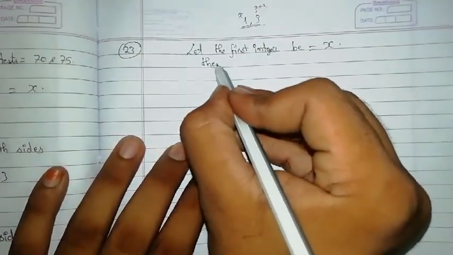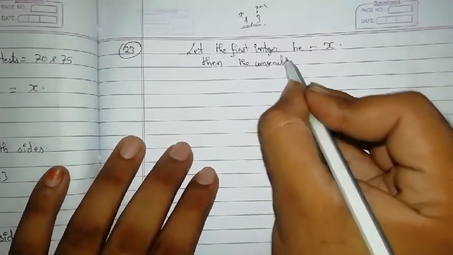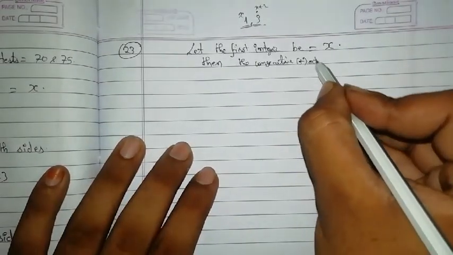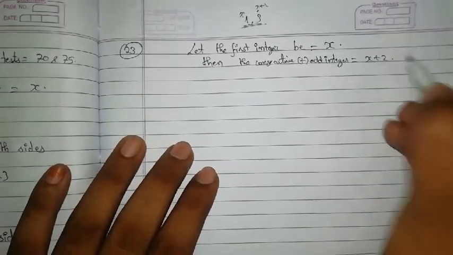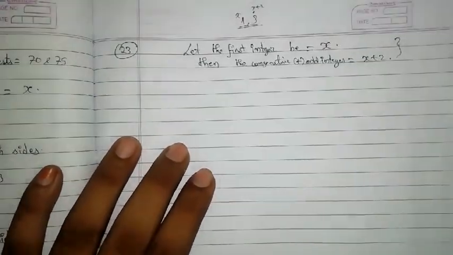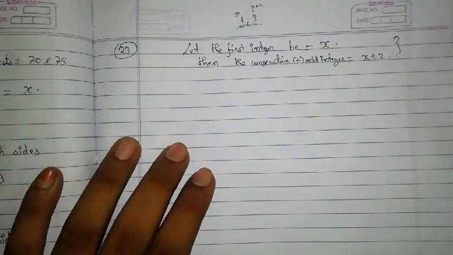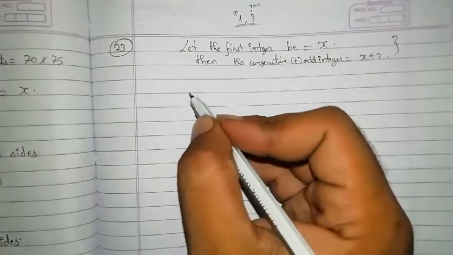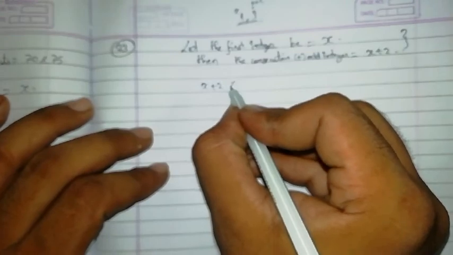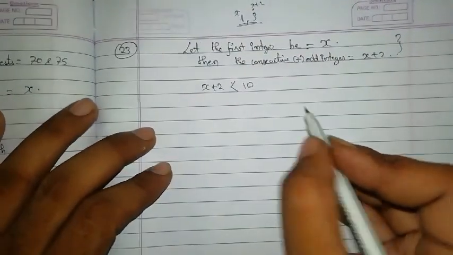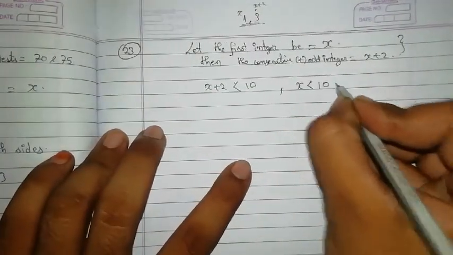So then the consecutive positive odd integer will be x plus 2. Now we have both integers, both are consecutive positive odd integers, which are smaller than 10. So this x plus 2 will be less than 10, and x will also be less than 10. This is the condition.